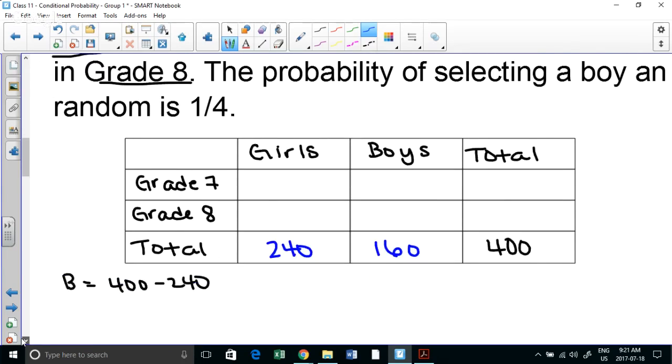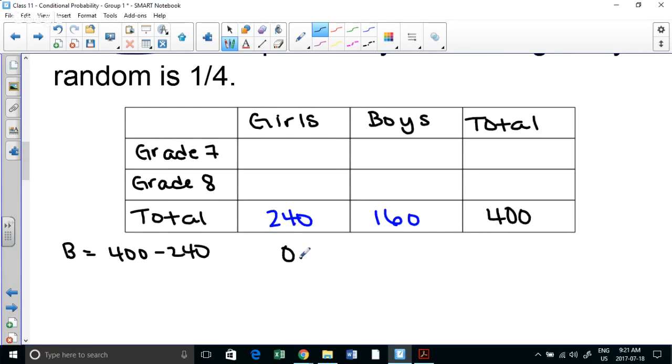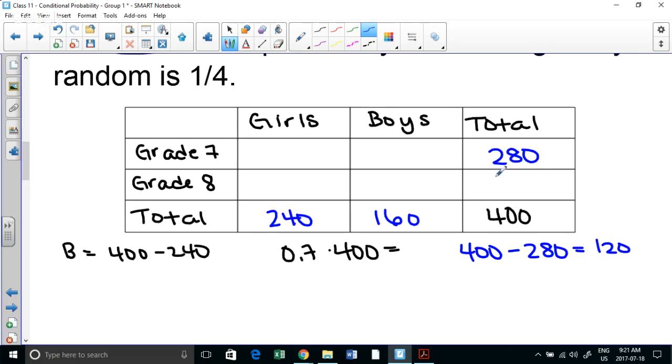70% of the students are in grade 7. So if I take 0.7 times 400, that gives me 280 in grade 7. 400 minus 280, that gives me 120 in grade 8.